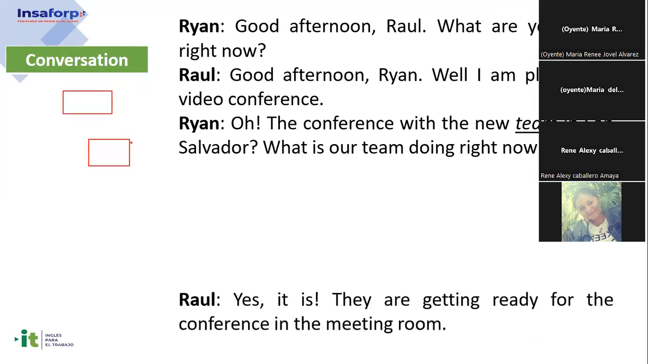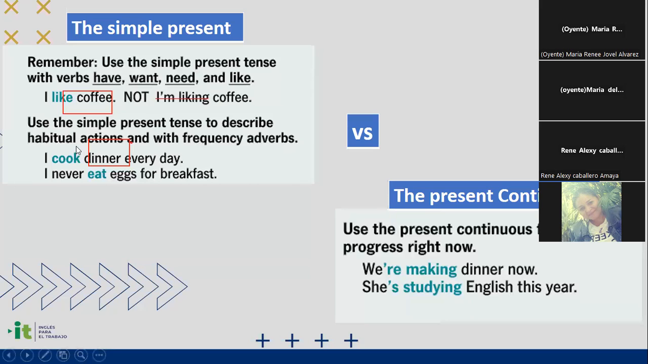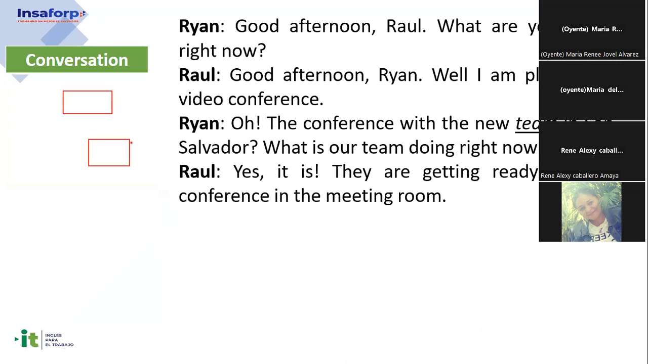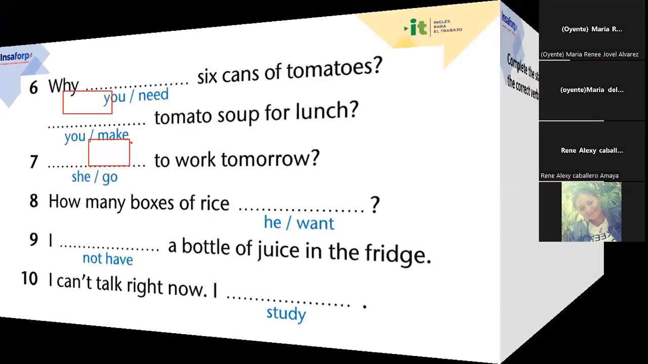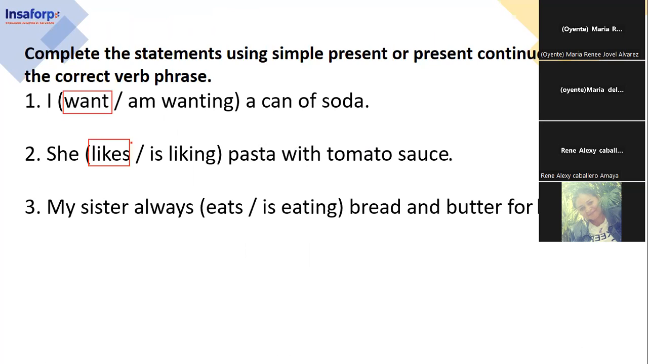And then look at this. Look at the example here, right? Use the simple present tense to describe habitual actions, routines, with frequency adverbs, like sometimes, always, never. So what do you think? My sister always eats or my sister always is eating? Eats, right? Why? Because you are showing frequency. Always is frequency. Yes, of course. Thank you very much, Arenia.